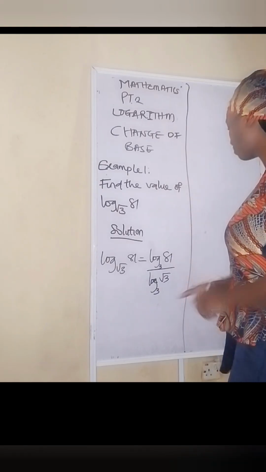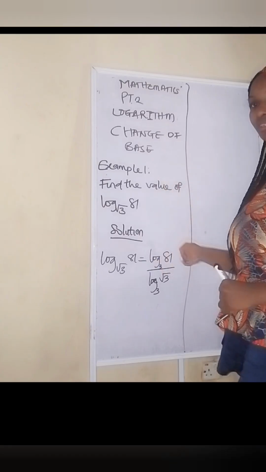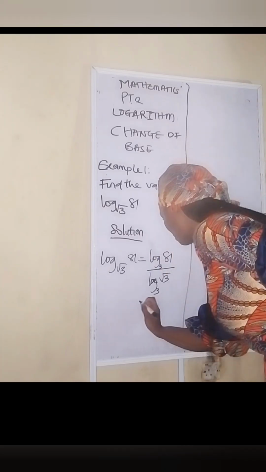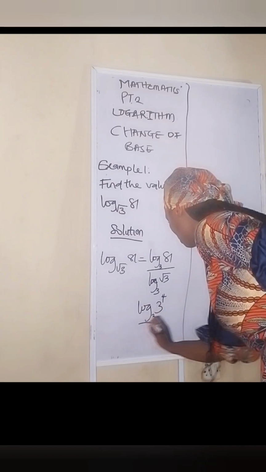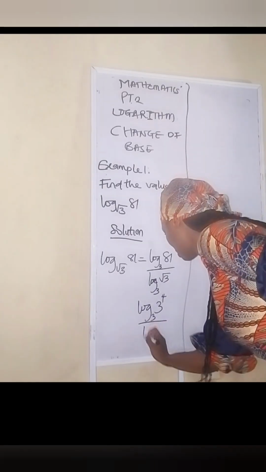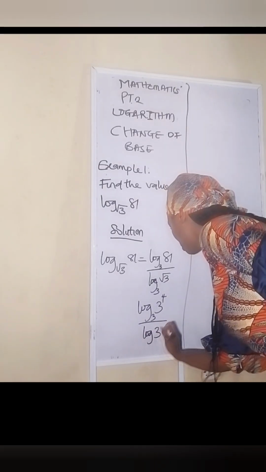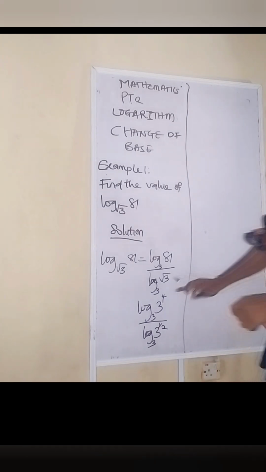So now what can go? 3 can go how many times? 4 times. So 3 can go 4 times to get 81. So now I have log 3 raised to the power 4 base 3 over. So when you see square root, it means 1 over 2. Do you get it now? So now let's change that to 3 raised to the power 1 over 2 base 3. Do you see that now? So this 4 will move to this place.